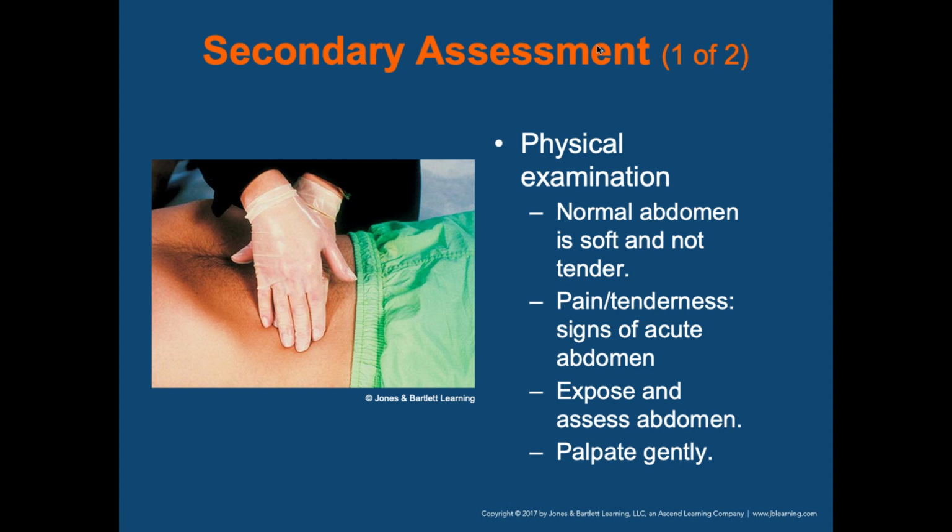If you have pain and tenderness signs, this would be a sign of acute abdomen issues. So you want to expose and assess the abdomen and palpate gently, unless you feel that it's something like appendicitis, then you've got to push a little bit farther to get to the appendix, understandable. When you are palpating, think of the belly button, the umbilicus, as the center of the abdomen, and go above and below that, palpating all 4 quadrants.